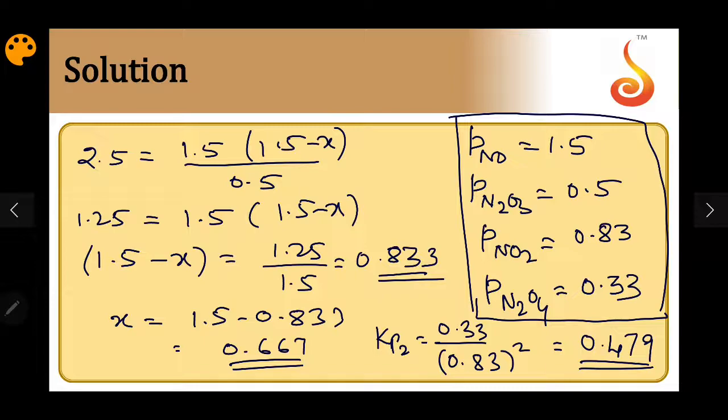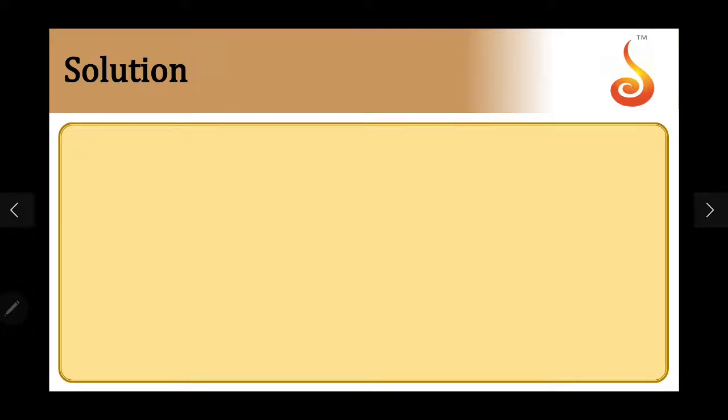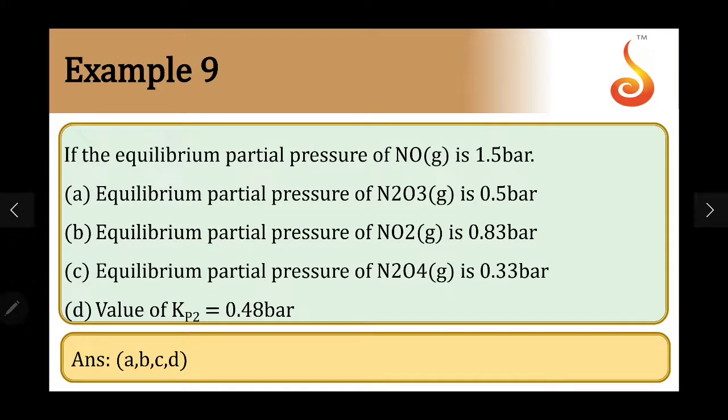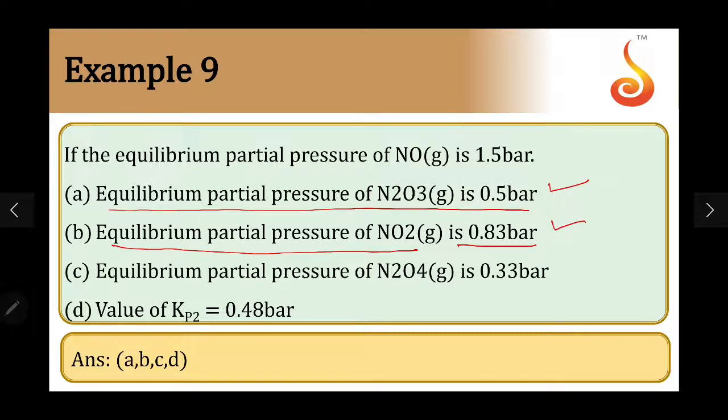okay, these are the options for partial pressure what I've got. So I'll go to the options now. So if you carefully look at it, equilibrium partial pressure of N2O3 is 0.5 bar, which is correct. Equilibrium pressure of NO2 is found to be 0.833, that is 83, and N2O4 is 0.66 by 2, that is 0.33, and we got the Kp2 as 0.479, almost equal to 0.48. So all the statements are correct. Answer should be A, B, C, D.